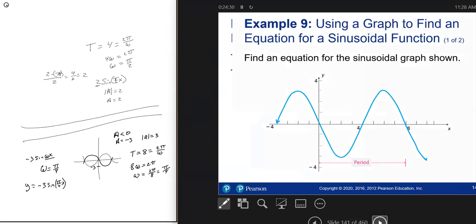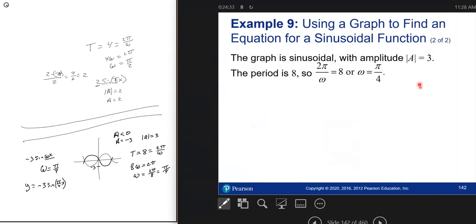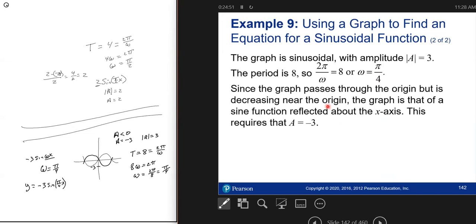And that's what they did. The amplitude was 3. The period was 8. So that's what we have there. All right. And since the graph passes through the origin but is decreasing rather than increasing, you're going to be multiplying by a negative number. And so that's where they came up with that equation.